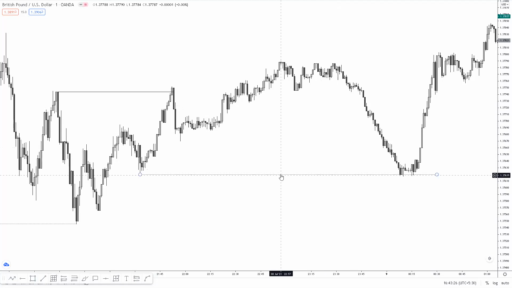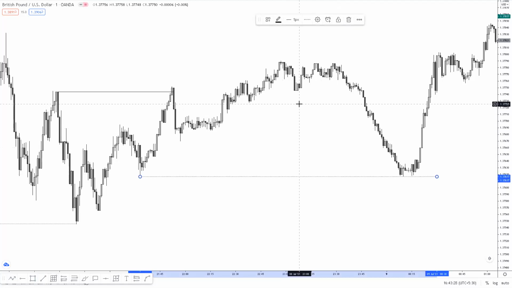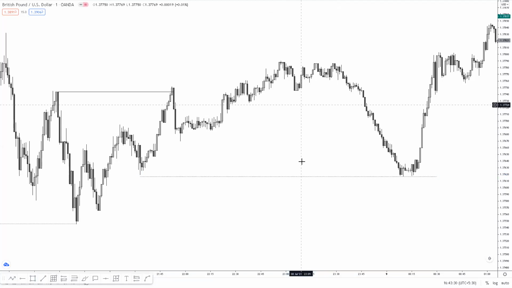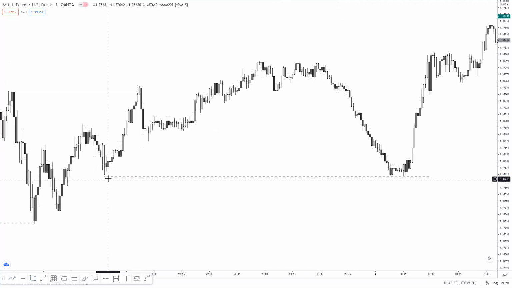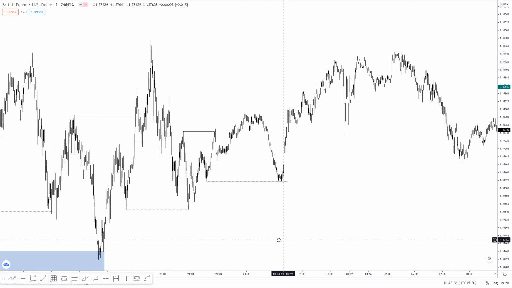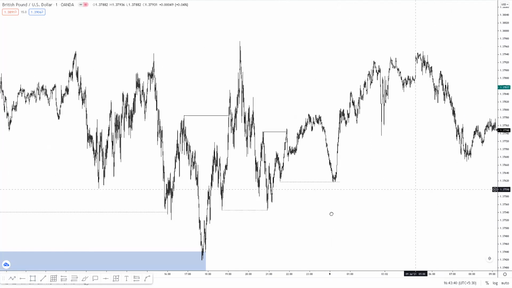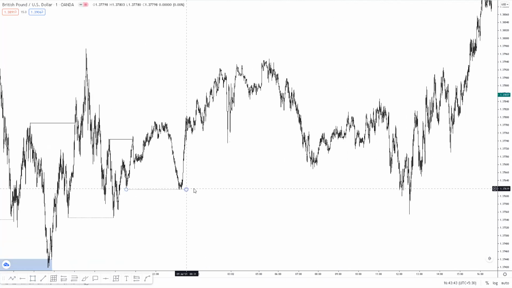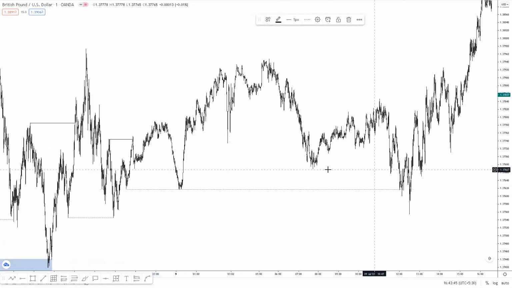Wouldn't you say that's breaking it? I'm sorry. Wouldn't you say that it did take the liquidity? But I'll tell you. Okay. Now let's look at this as equal lows.